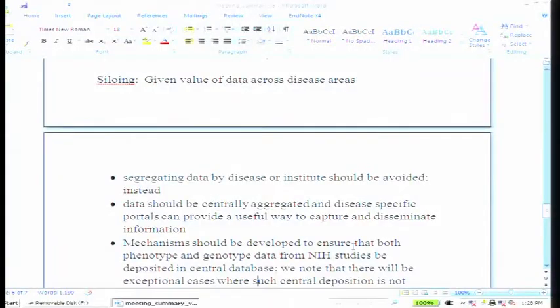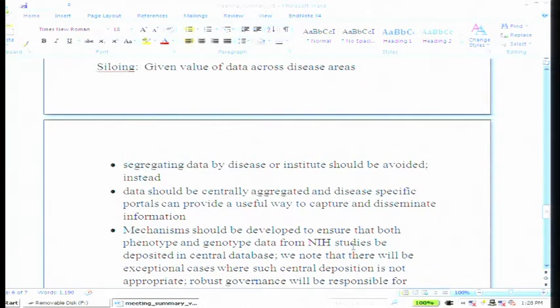Okay, then we wanted to talk a little bit about siloing. Given the value of data across multiple disease areas, aggregating across multiple disease areas, segregating data by disease or institute should be avoided. Instead, data should be centrally aggregated, and disease-specific portals could then be used as a useful way to capture and disseminate information. So aggregating the data, but making the information available in a disease-specific way as different groups would desire. So avoiding fragmentation and yet still giving the advantage of the different looks.